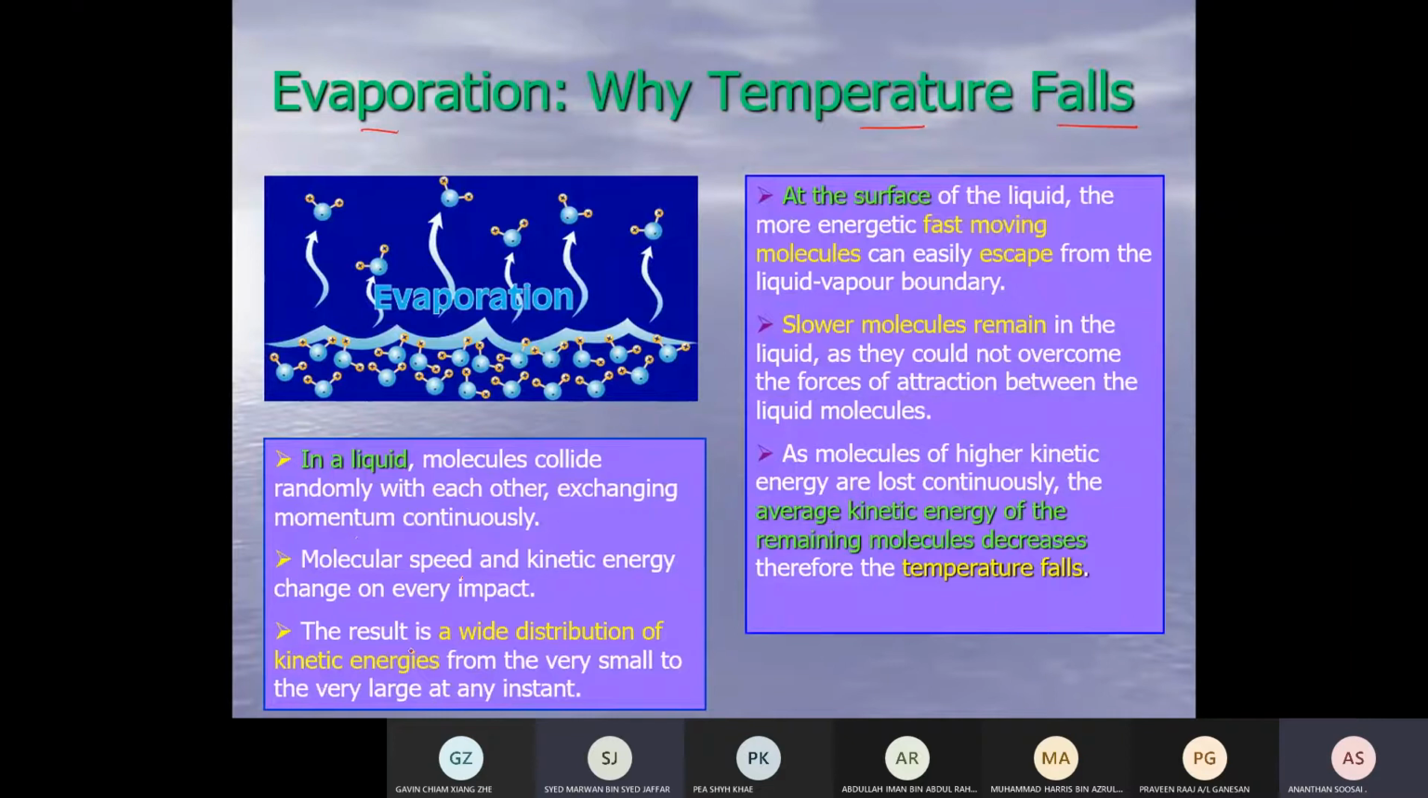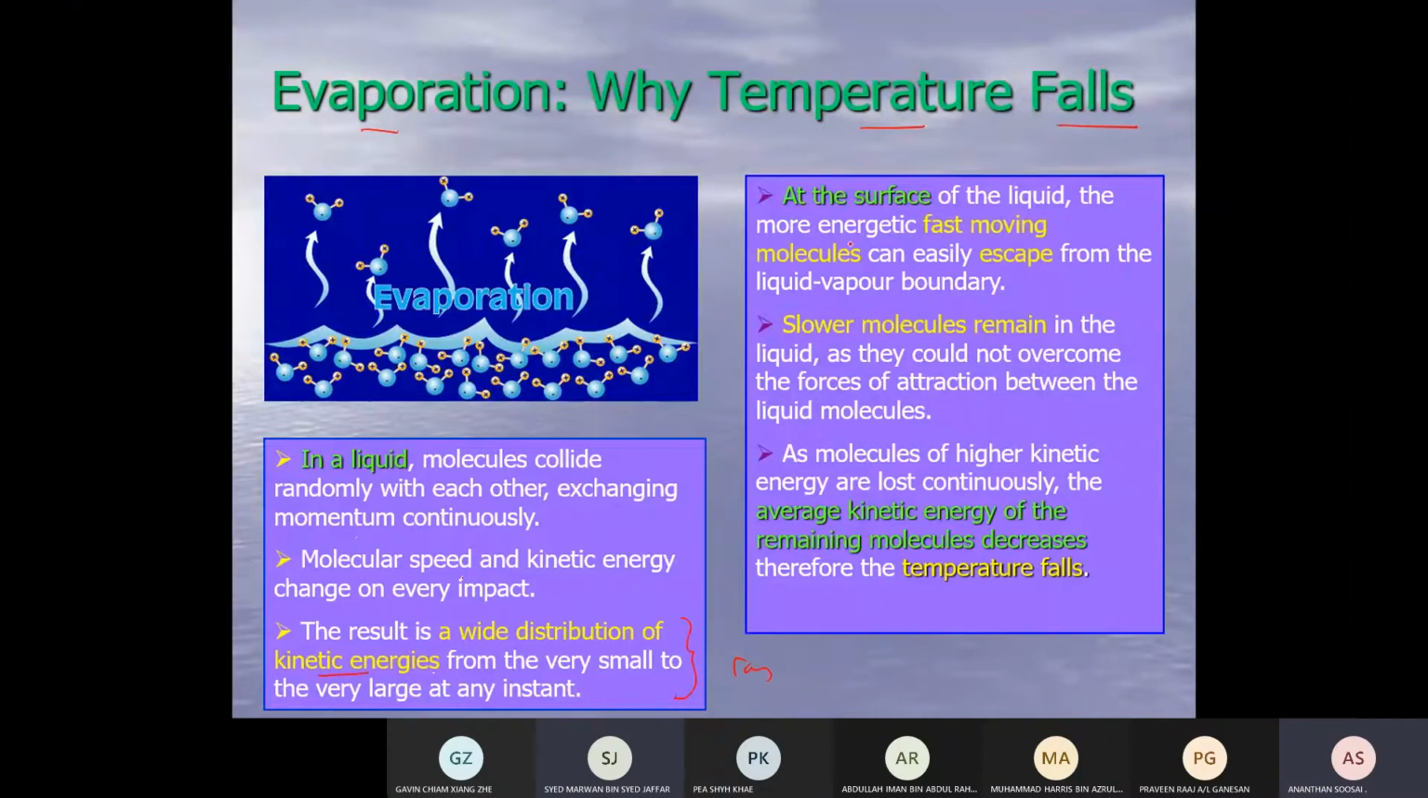The keyword is the result of wide distribution of kinetic energy from very small to very large energy. So you must tell that the particle has a range of kinetic energy. Particles will have a range of kinetic energy at a particular temperature. Okay, so range of kinetic energy.